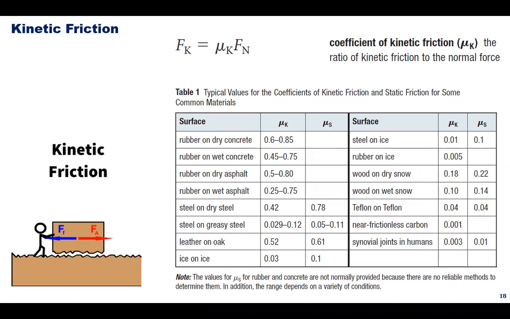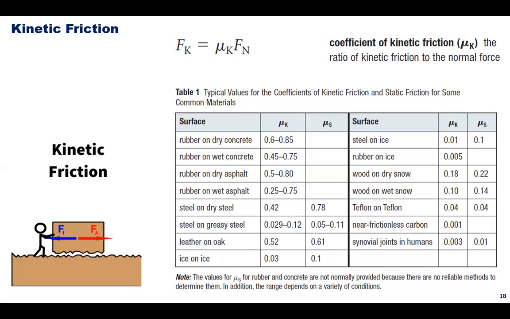The number mu k is called the coefficient of kinetic friction, which is a number that relates the force of kinetic friction between two surfaces in contact with the normal force where they meet. The frictional force occurs when two surfaces are in motion or slipping with respect to each other. As the coefficient, mu k is a number without dimensions or units, and its value depends on the surface properties.